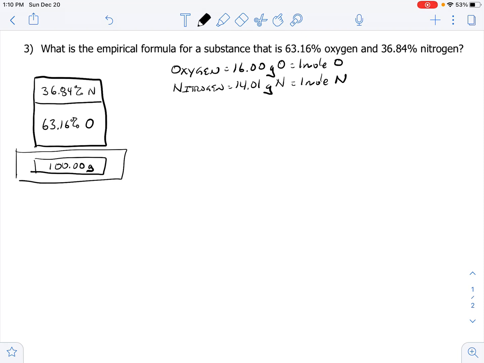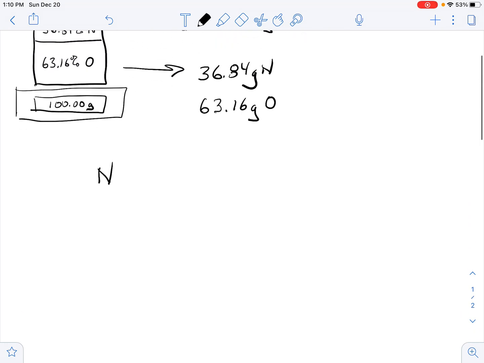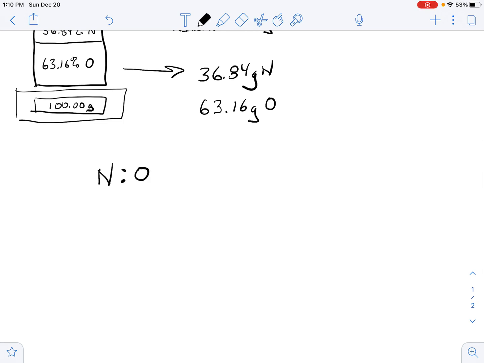It allows me to say, if I have that sample that's 36.84% nitrogen, then that means I would have 36.84 grams of nitrogen. And it also means that I would have 63.16 grams of oxygen. At this point, I need to go from grams to moles, because my empirical formula is going to tell me a ratio of nitrogen to oxygen. And I'm going to get that based off of moles of nitrogen to moles of oxygen.